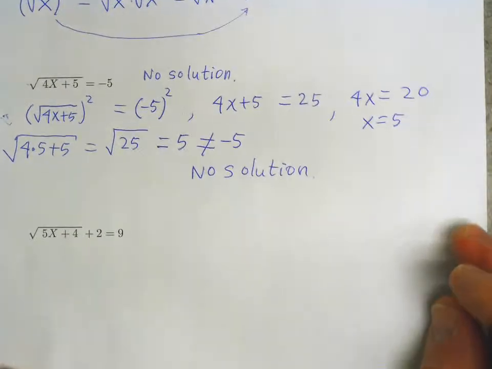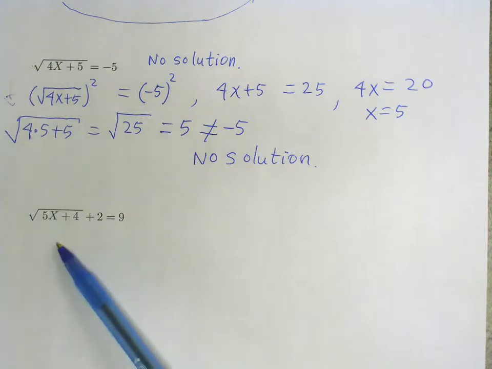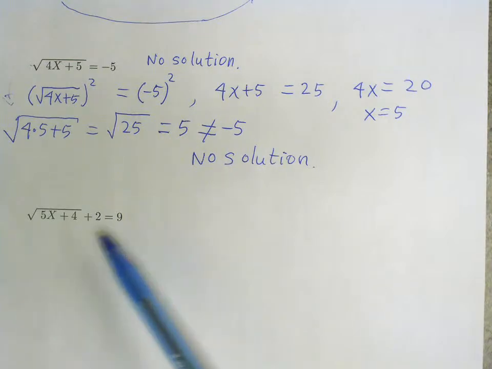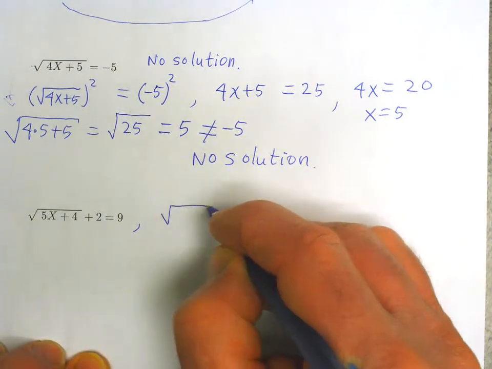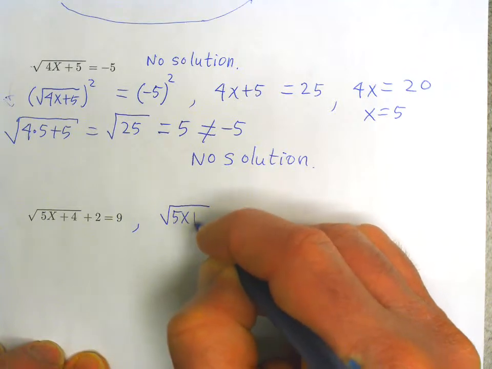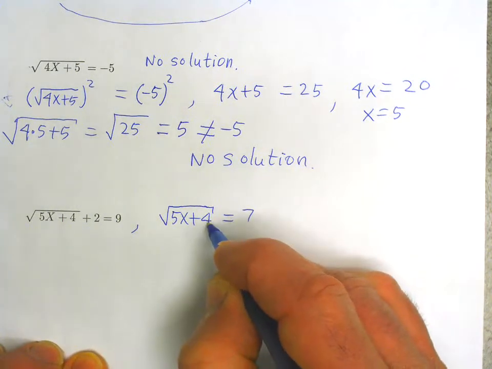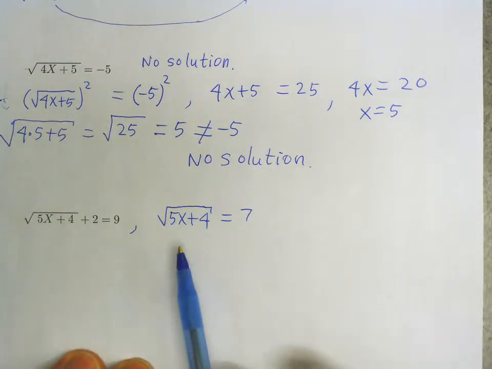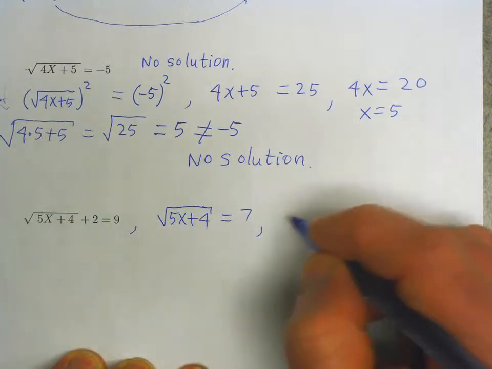Okay, in the next example, we don't have the square root by itself, so there's a preliminary step. We have to subtract 2 from both sides, and then we'll get the square root of 5x plus 4 equals 7. And now that the square root of 5x plus 4 is all by itself on the left-hand side, now we can square both sides.